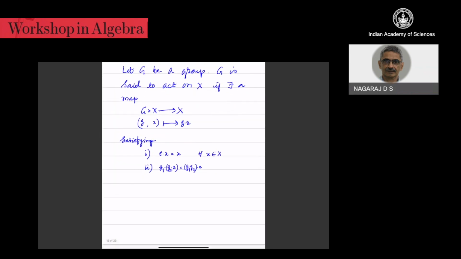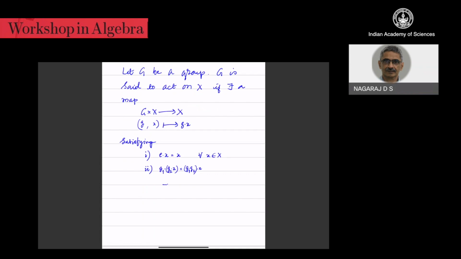So we have already seen several examples. Say, for example, let X be the set 1, 2, etc., N, where N is a positive integer.